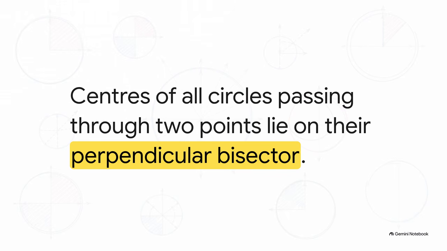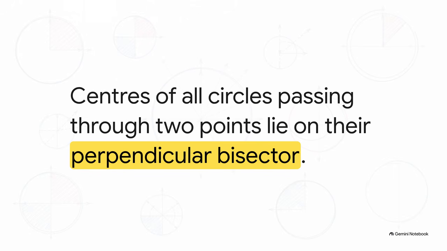How many circles can pass through both of them? The answer is infinitely many. You can draw huge ones, you can draw tiny ones. But here is the magic trick. The centers of all those circles will lie exactly on the perpendicular bisector of the line joining A and B. Why? Because every point on a perpendicular bisector is, by definition, equidistant from the 2 endpoints.